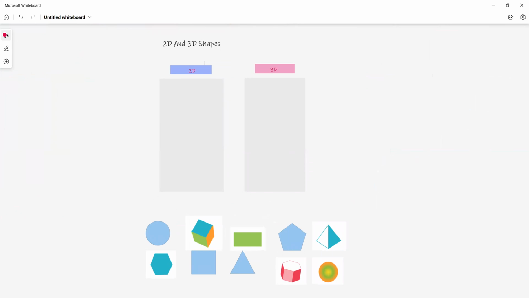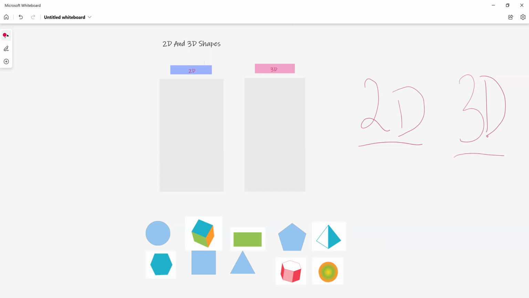Now, there are two different types of shapes. There's 2D shapes and 3D shapes. A 2D shape is when a shape is flat. You can't touch around the shape. Okay? And a 3D shape is when it's not flat. You can move it around. You can touch all of it. Okay? Physically, you can touch all of it.